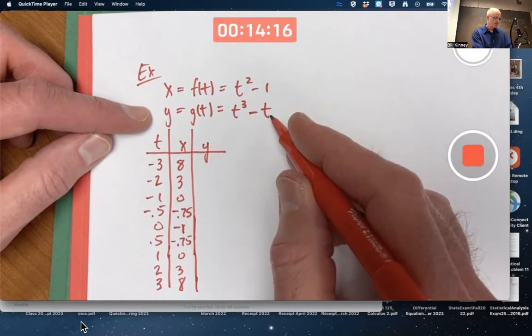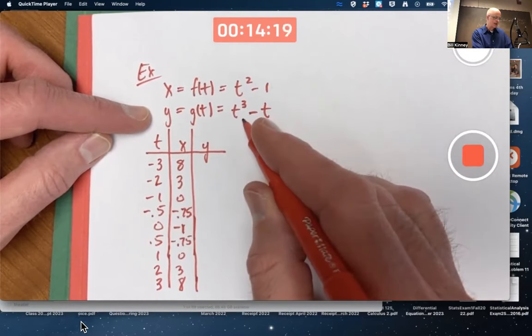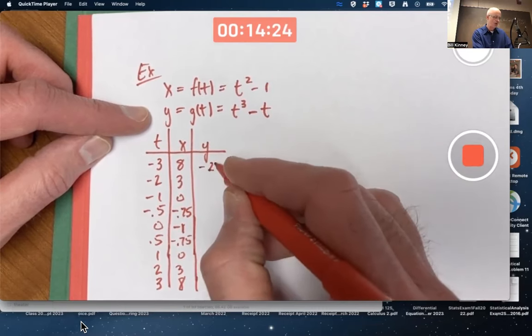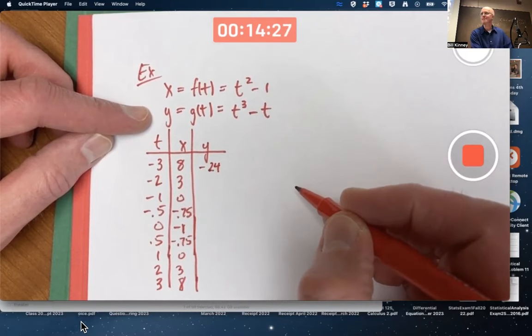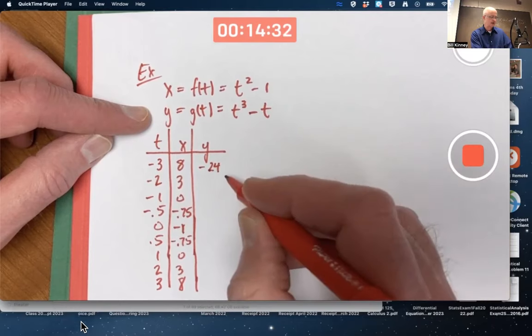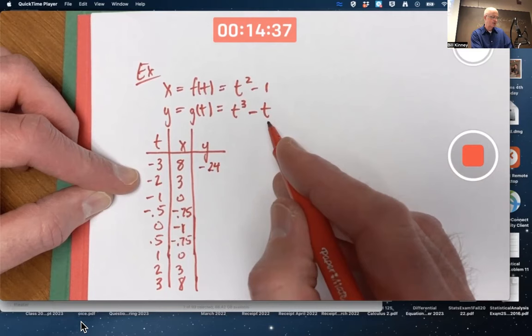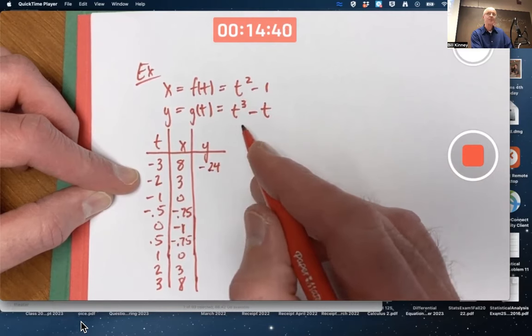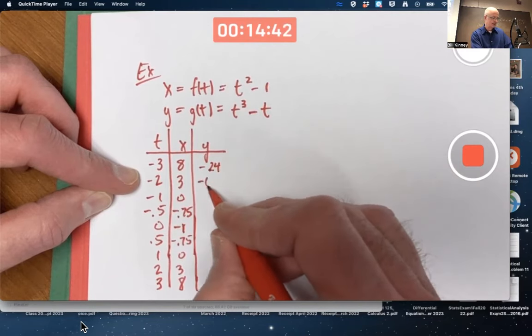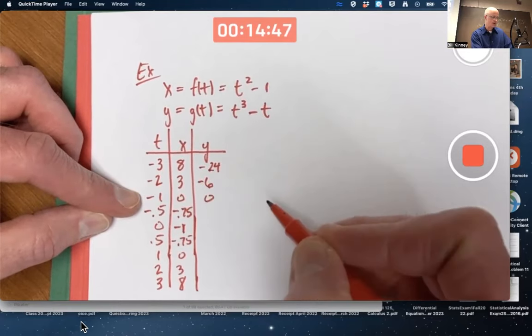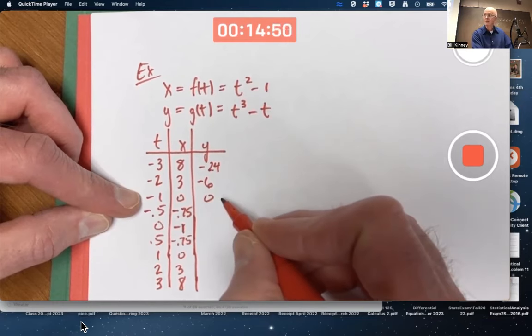How about g? Plug in -3. -3 cubed is -27. Minus -3 is -24, right? -27 minus -3, -27 plus 3, -24. Plug in -2, get -8 minus -2, -8 plus 2, ultimately -6. Plug in -1, get -1 minus -1 is 0. Oh, this curve's going to go through the origin, right? 0, 0. Look at the x and y coordinates.